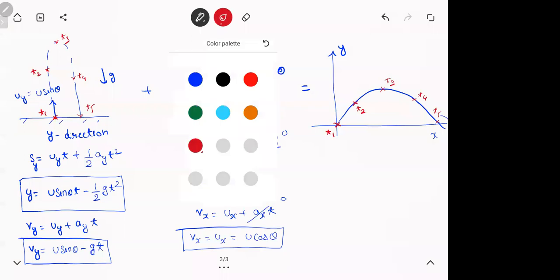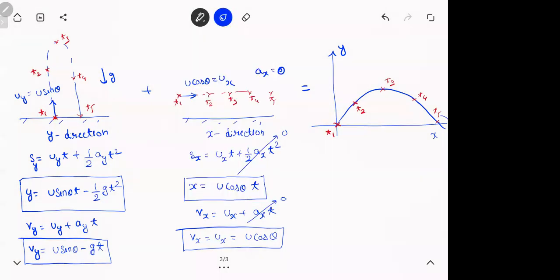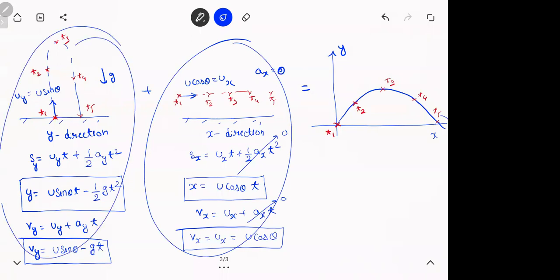So what we are doing is, if someone asks you, a particle is thrown at an angle theta, what is the position after 2 seconds? Indirectly, what was he asking? He is asking you to find x and y coordinates. So you can find the x coordinate from this one, find the y coordinate from this one, and then just put it on the graph. You'll find the x and y coordinate at any time t.